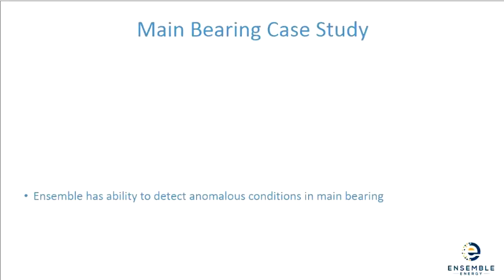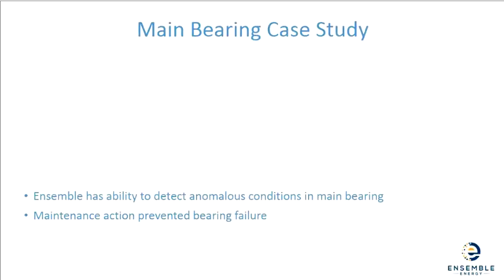We have developed a methodology where we're able to detect anomalous conditions in the main bearing before serious damage has developed. By doing so, we've been able to help a customer implement a maintenance action which prevented a main bearing failure, resulting in a cost savings of about $250,000.